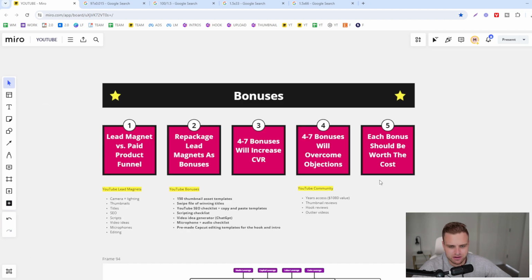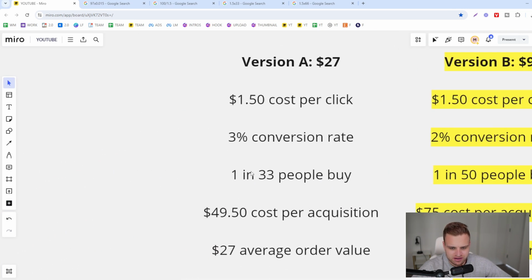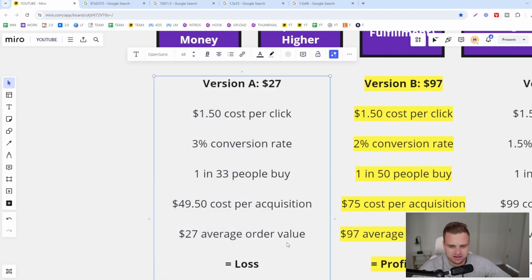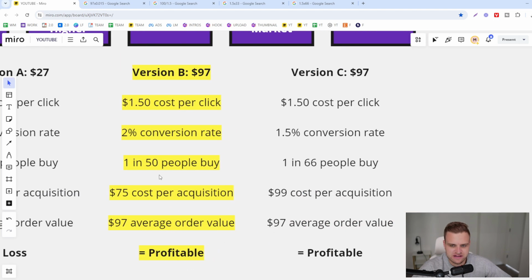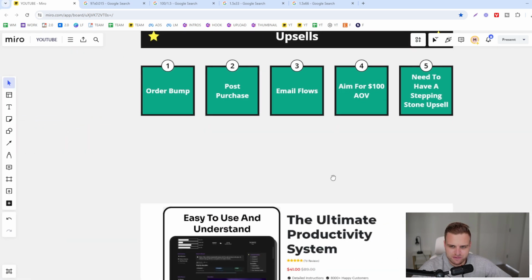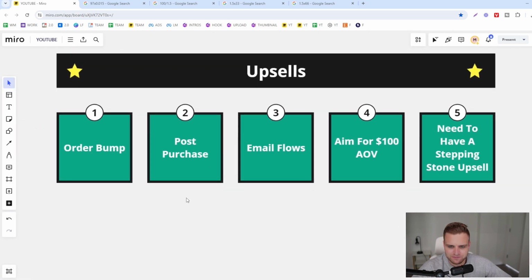It's like we said earlier, it's just going to be very difficult to make it work on a low AOV, especially nowadays when Facebook ads are more expensive than they used to be. And let's just leave it at that. So let's go through it.